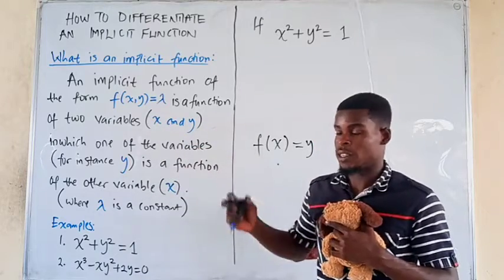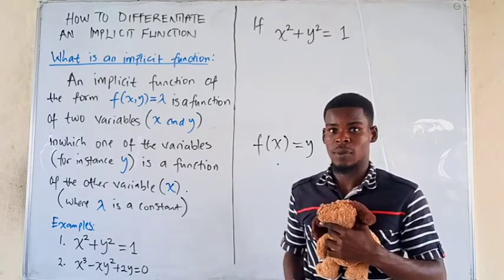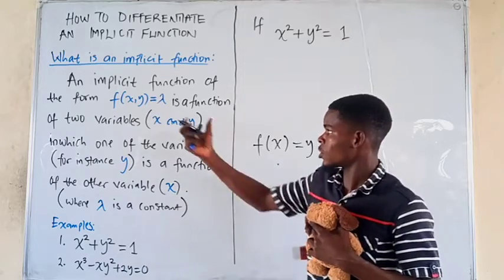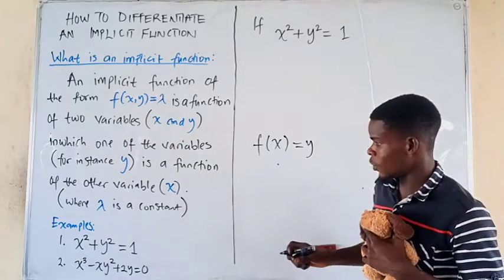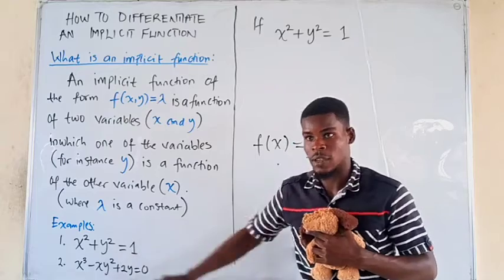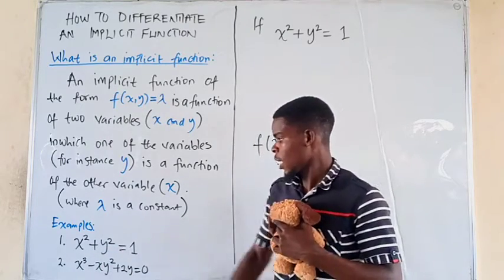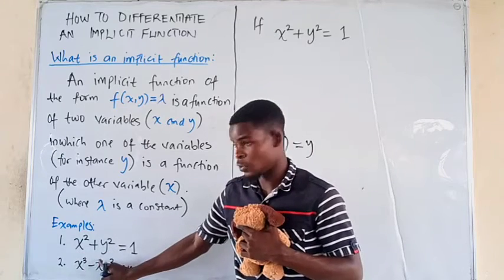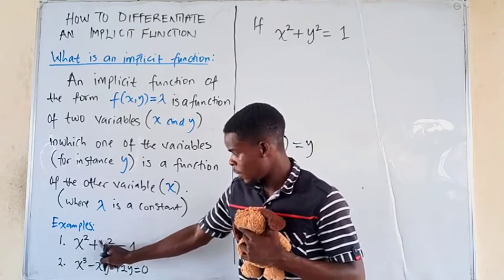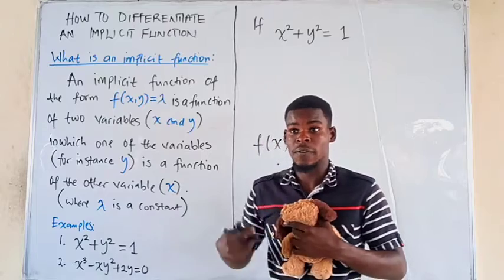So here we have an implicit function of that form, in which one of the variables is a function of the other variable. For example, the first example here: x squared plus y squared equals 1. This is a function of two variables, x and y, and y here is a function of x.